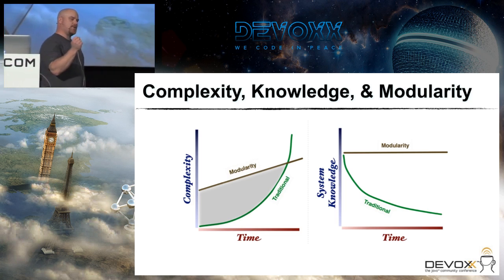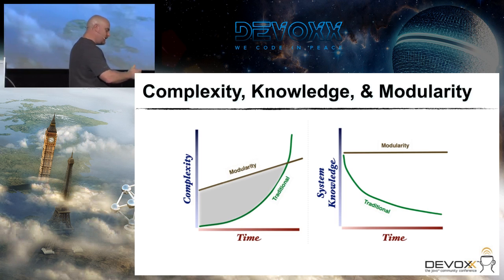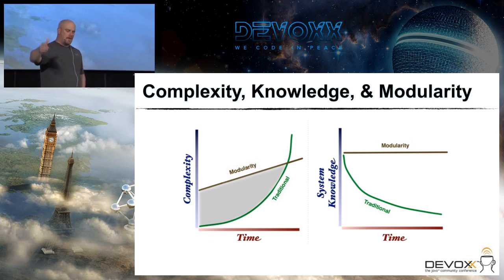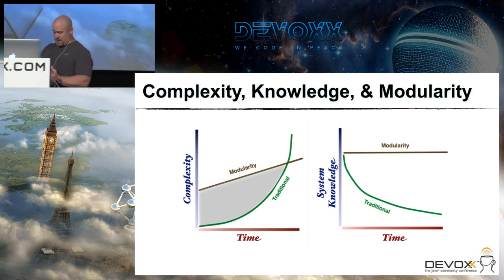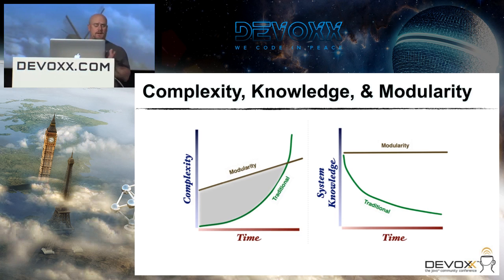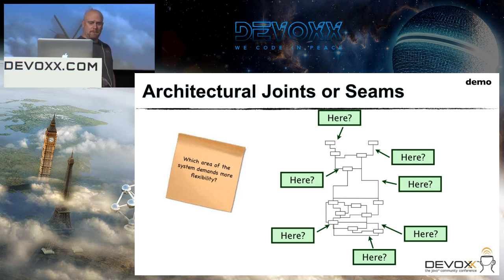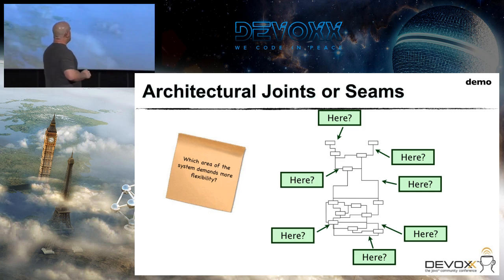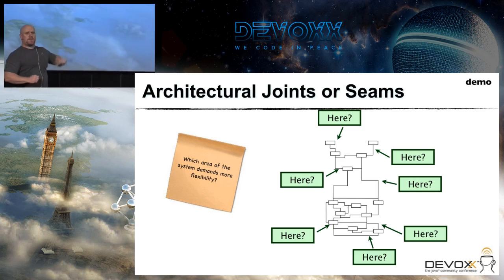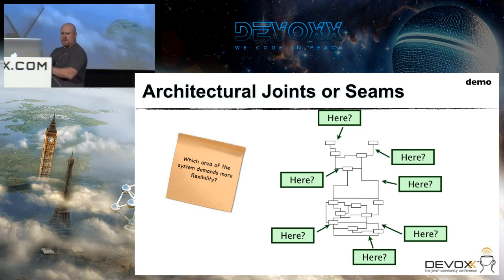Modularity helps us understand the software system and allows us to maintain that understanding over time. And this is directly related to the concept of surrounding architecture I like to call architecture all the way down. We're going to talk about that here very shortly. So back to my original diagram here. Which area of the system demands the most flexibility?